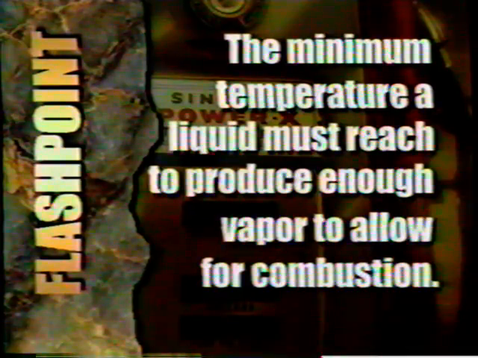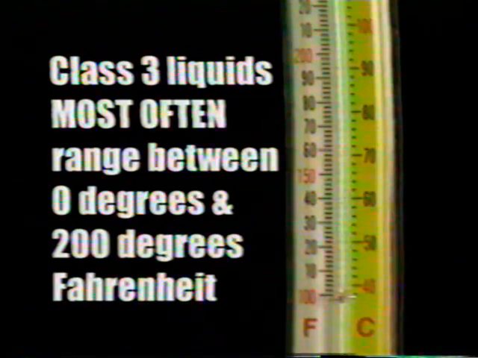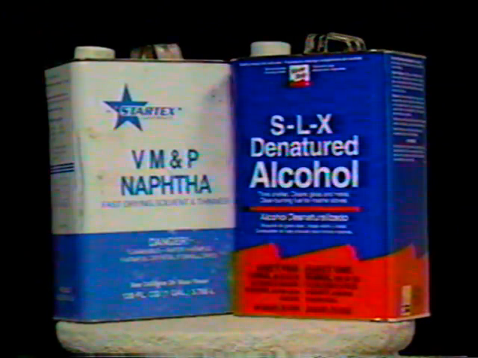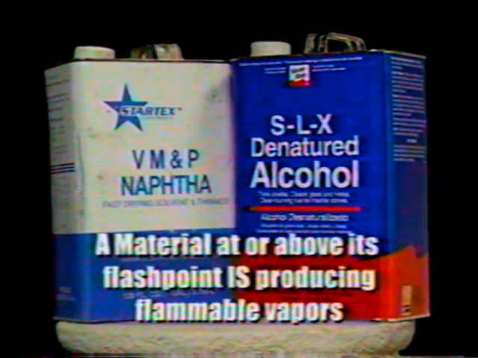This depends on the material's temperature and its flashpoint. Flashpoint can be defined as the minimum temperature a liquid must reach to produce enough vapor to allow for combustion. For DOT Class 3 liquids, these temperatures most often range between 0 degrees and 200 degrees Fahrenheit. Flashpoint is the single most important property of a flammable or combustible liquid.